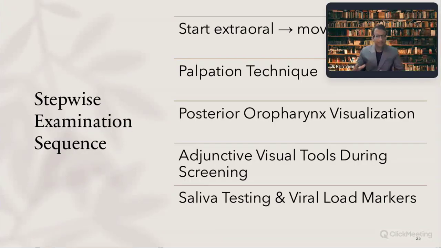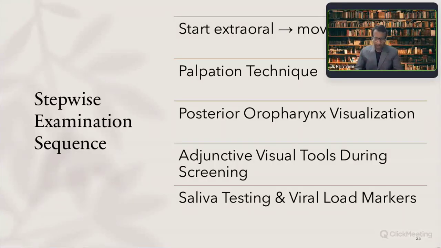Now, there's a stepwise technique which can be used to visualize the examination process of HPV-related infections. Start extraorally. Start evaluating the patient extraorally, lymph nodes, neck asymmetry, and then move to the intraoral examination from an HPV point of view. Palpation technique: try to palpate the lymph nodes and the neck regions, and get familiarized with any kind of asymmetry from both sides. Then start with the posterior oropharyngeal visualization.